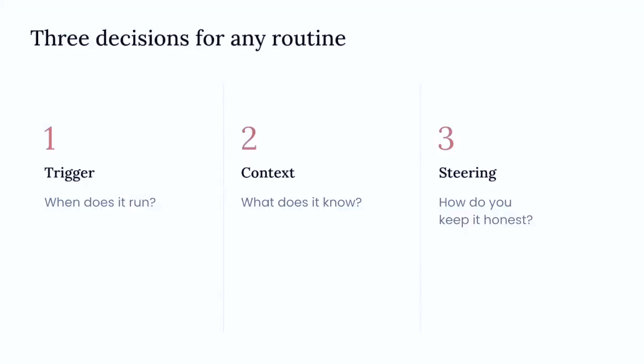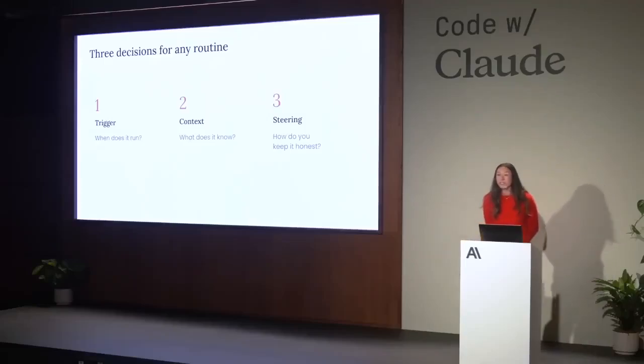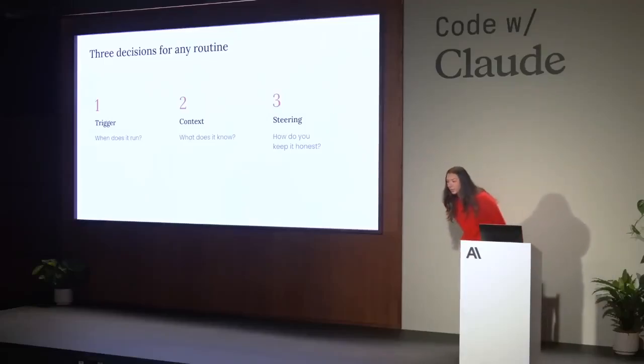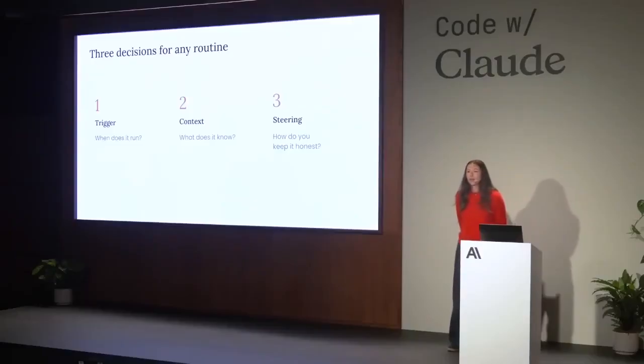But first, I want to walk through the three main decisions you'll need to make as you create any routine. The first decision is when your routine should trigger. What's the event, or is there a certain cadence that you want this to run? The second decision is what context or information Claude needs to be successful here. Do you need access to certain docs, or does Claude need access to certain tools to ping you? Finally, the last thing to think about is how you steer Claude in the session to keep it honest. How do you guide Claude to the output that you want?